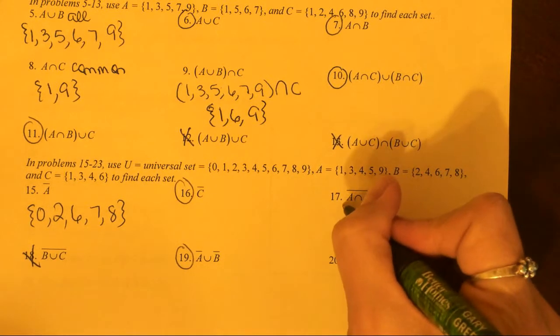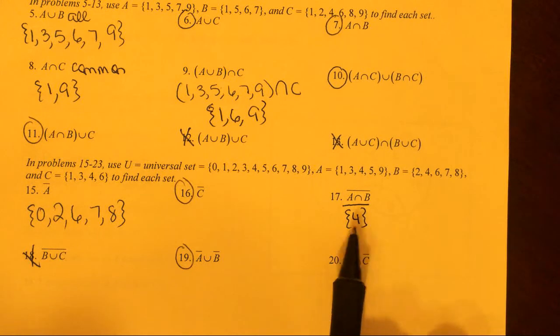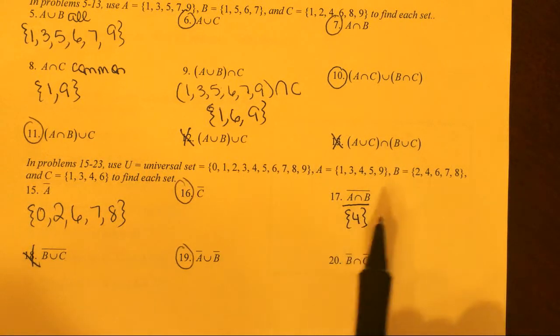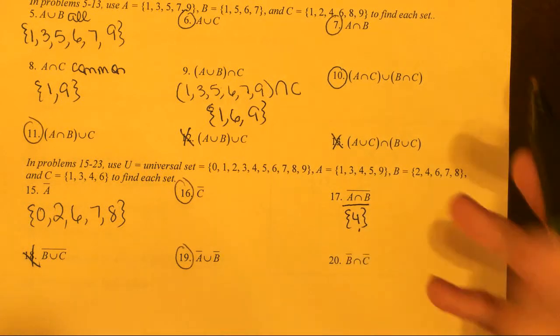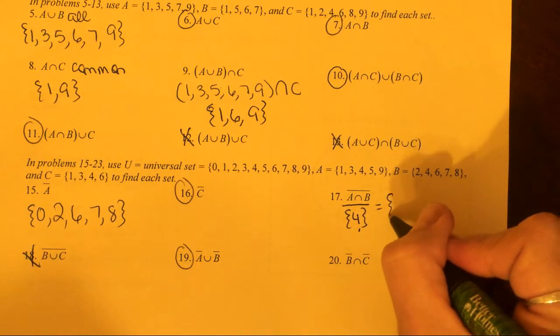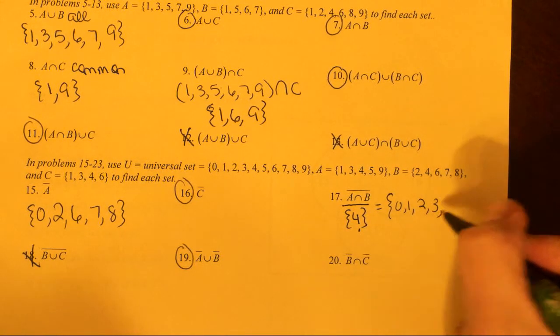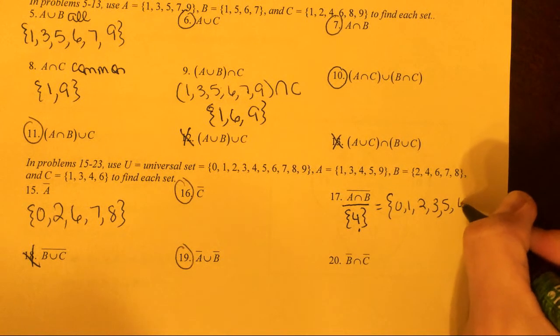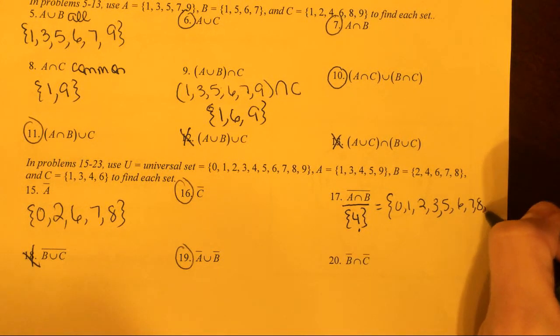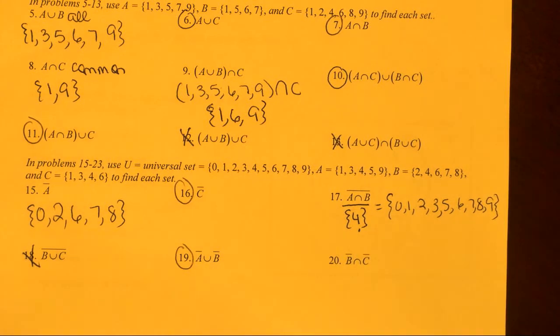So now I'm going to go find the complement. The complement means I want everything in the universal, but I don't want the 4. So I'm going to write down everything else. 0, 1, 2, 3. I'm not going to write the 4. 5, 6, 7, 8, and 9. Okay, and you're going to do the same thing for 19. I'll do 20 with you.